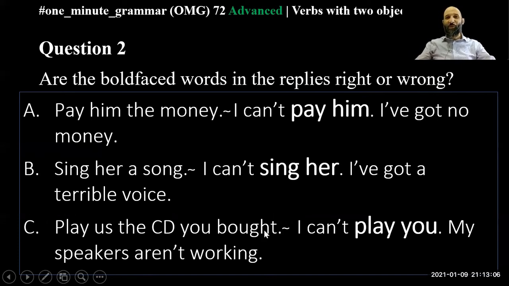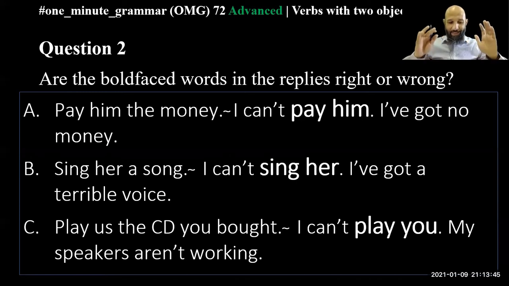Okay, so which ones are correct? How about pay him, sing her, play you? I think A is correct. Is correct, okay? I think B is also correct, but I think C is incorrect. Okay. Now, if you, mashallah, are at an advanced level and you answer this, then I might as well just explain now what the answer is. So I will explain the grammar rule to you, and then I will show you the answers.